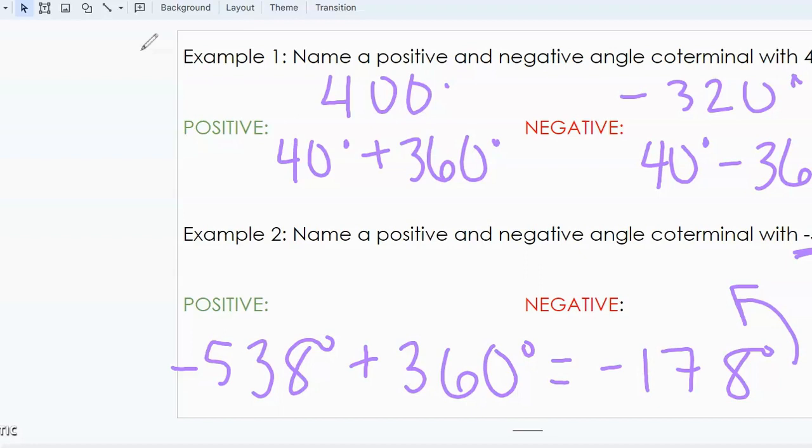All right, so that means if I don't have a positive number yet, I got to keep adding. So if I add one more time, then that's actually going to give me a positive number. That's going to give me 182 degrees. So that's just something you have to keep in mind.